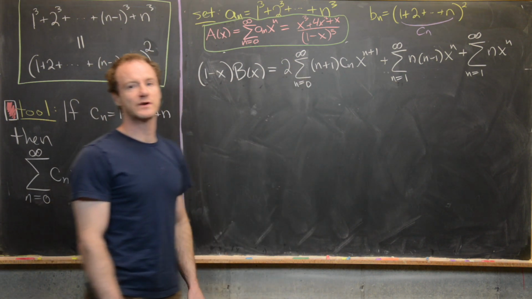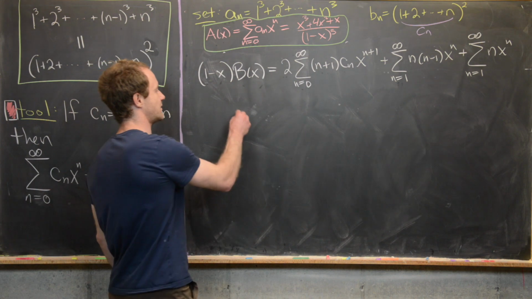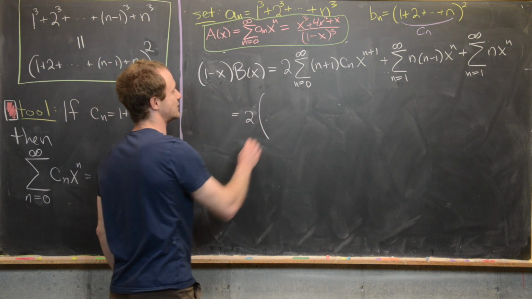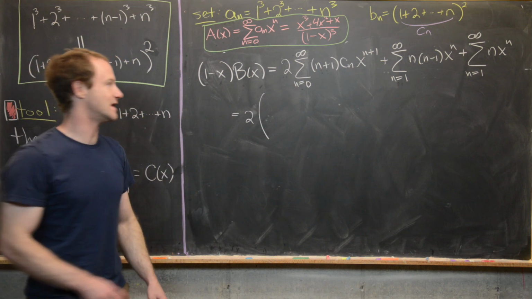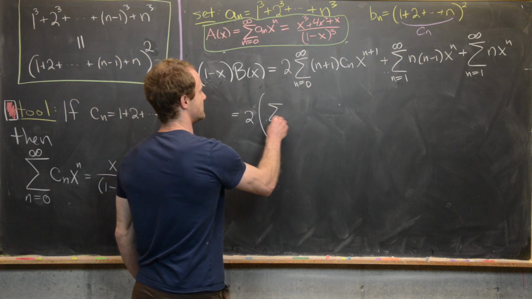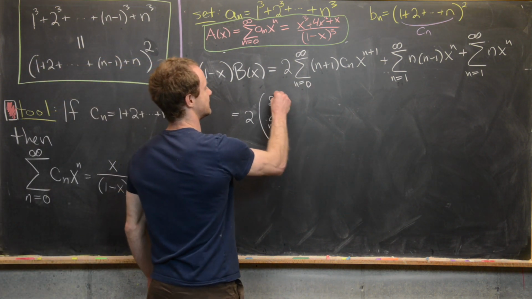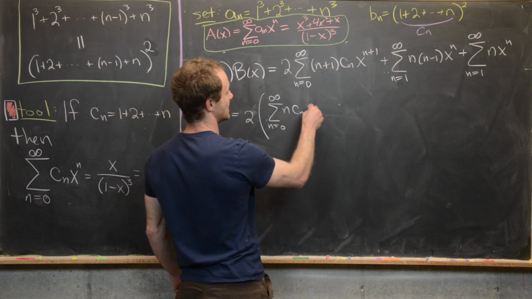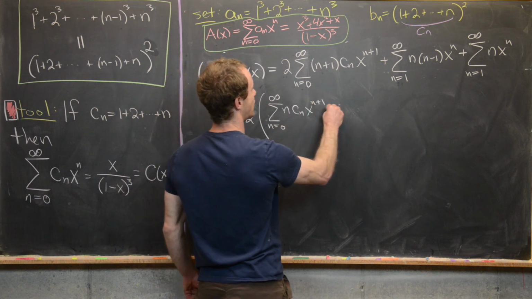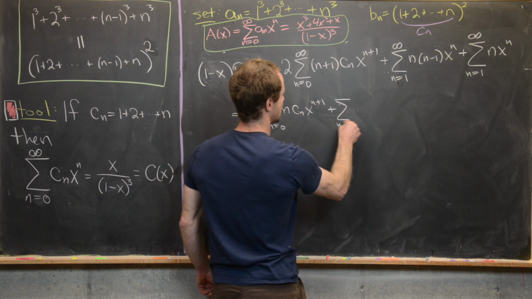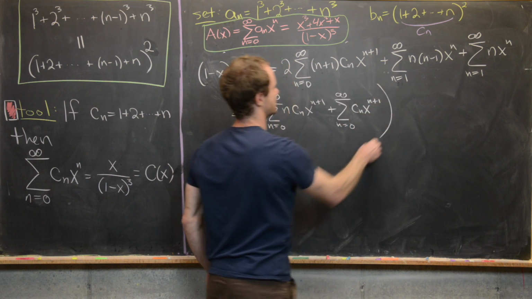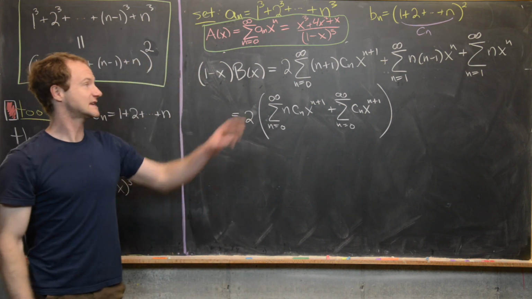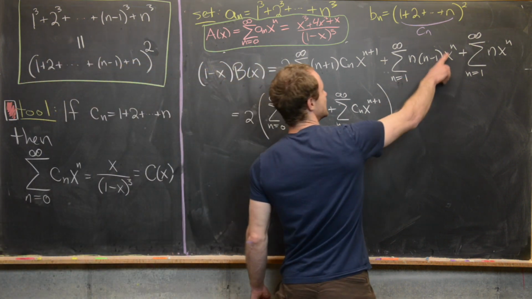Okay, so now let's rewrite this right-hand side a little bit. So I'm going to take this 2 and factor it out. And then I'm actually going to split this across the n. So I'm going to have the sum n equals 0 to infinity of n times c of n times x to the n plus 1 plus the sum n equals 0 to infinity of c n x to the n plus 1.